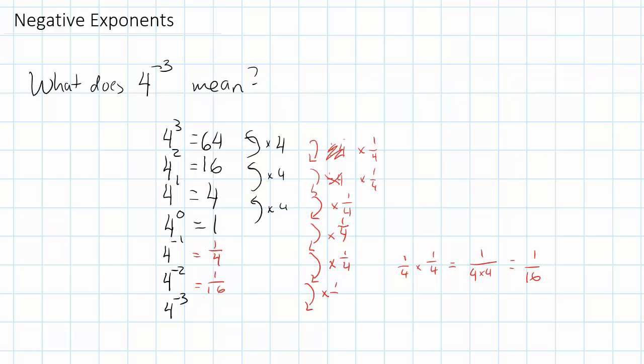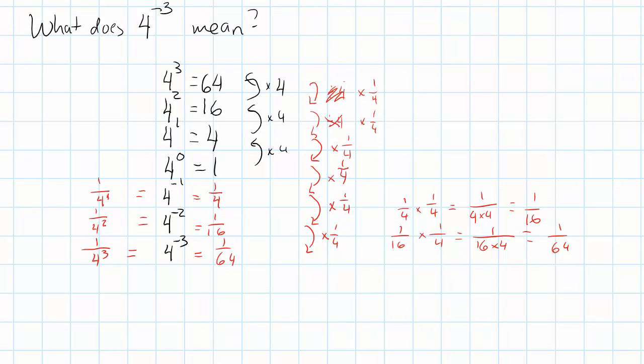Times another 1/4, that's 1/16 times 1/4, that's 1 over 16 times 4, so that's 1/64. Notice what we see here. This is 1 over 4 to the third. This is 1 over 4 squared. This is 1 over 4 to the first.